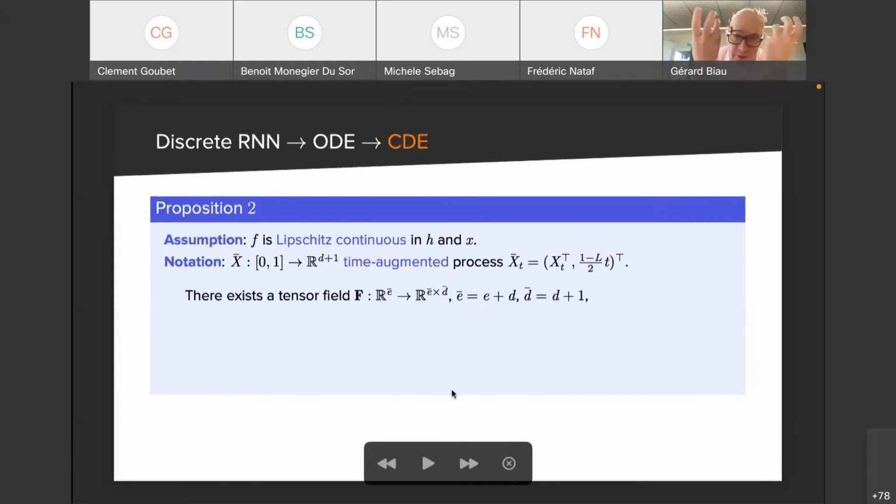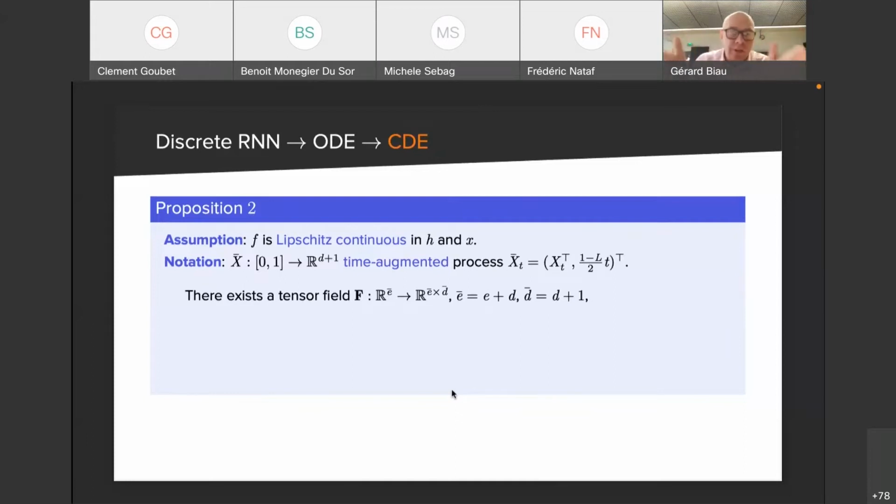Then we can prove that there exists a tensor field. So what is a tensor field? It's just a function from R^E bar. So E bar is E, the dimension of the space, plus D, the dimension of the problem. So it's something which takes as input a vector and which outputs a matrix. It's called a tensor field, whatever, it's a function.